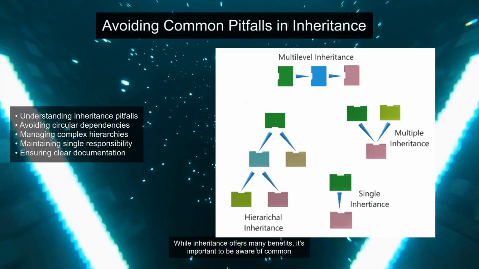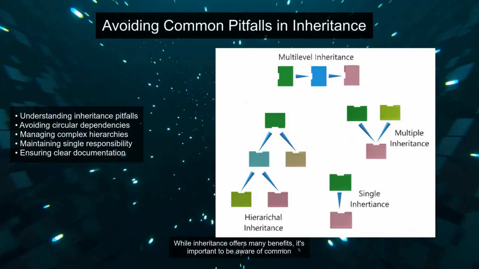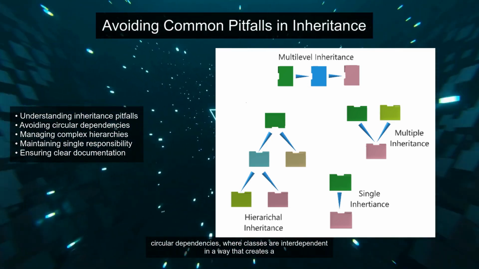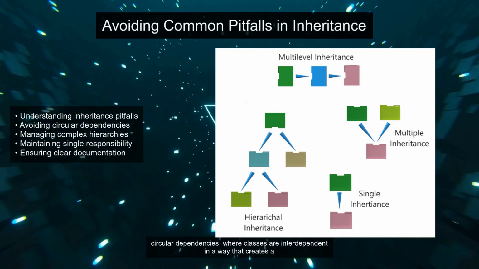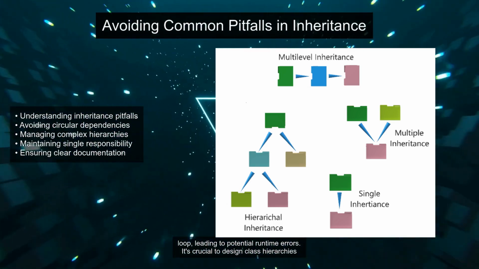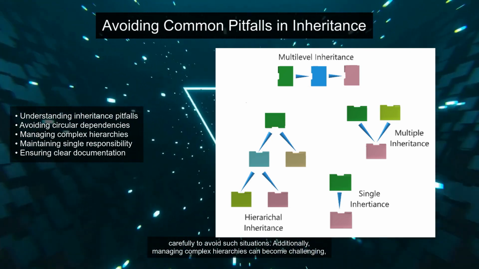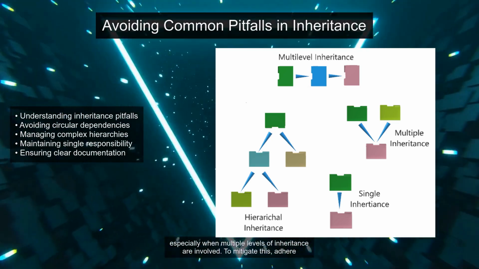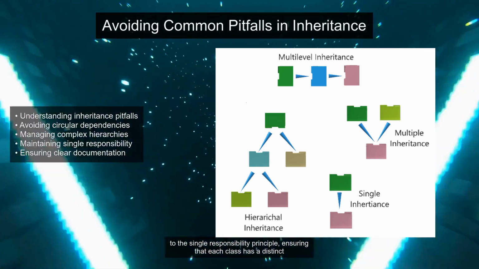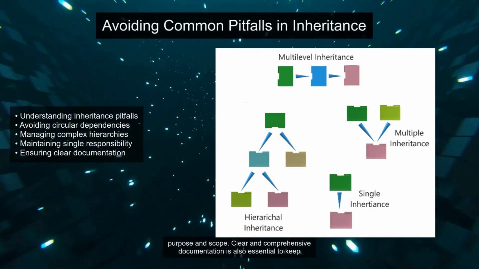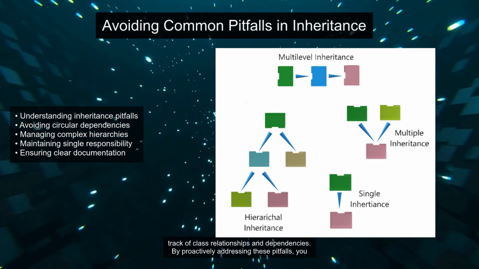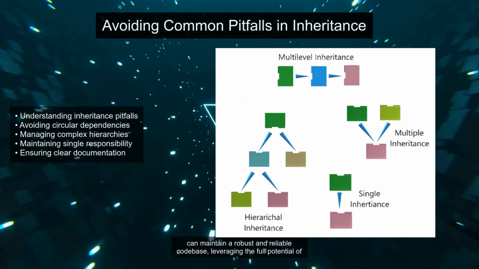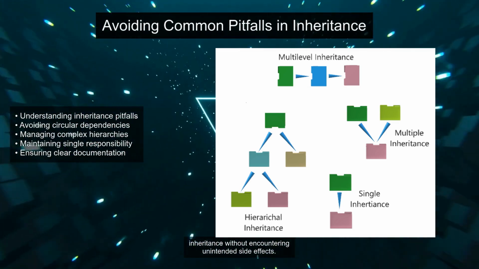While inheritance offers many benefits, it's important to be aware of common pitfalls that can arise if not implemented correctly. One major issue is circular dependencies, where classes are interdependent in a way that creates a loop, leading to potential runtime errors. It's crucial to design class hierarchies carefully to avoid such situations. Additionally, managing complex hierarchies can become challenging, especially when multiple levels of inheritance are involved. To mitigate this, adhere to the single responsibility principle, ensuring that each class has a distinct purpose and scope. Clear and comprehensive documentation is also essential to keep track of class relationships and dependencies. By proactively addressing these pitfalls, you can maintain a robust and reliable codebase, leveraging the full potential of inheritance without encountering unintended side effects.